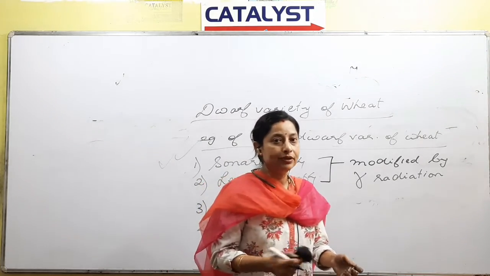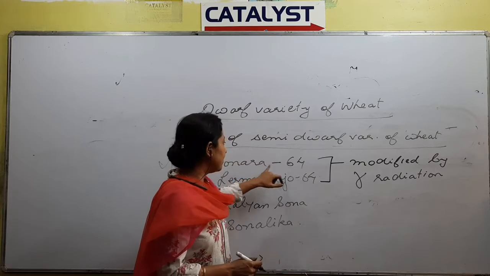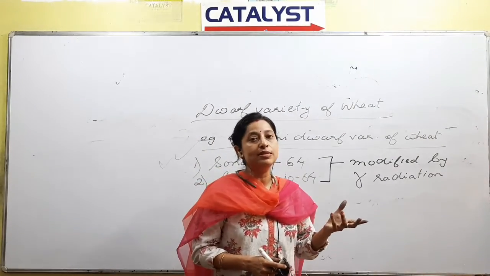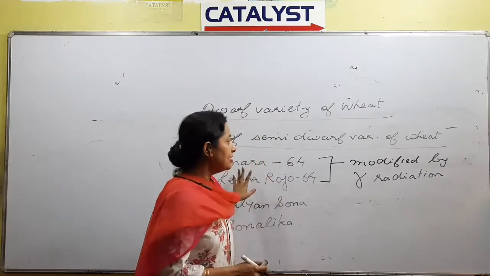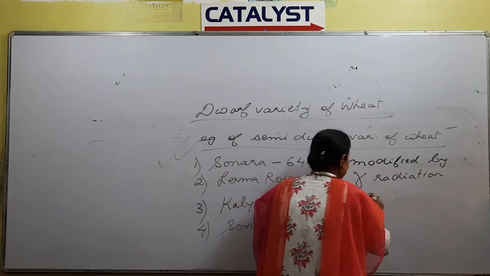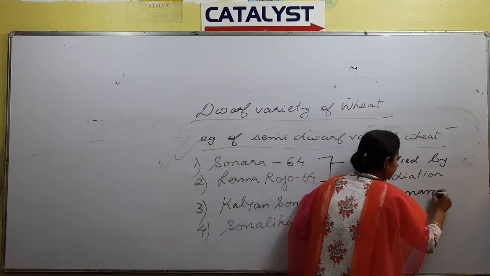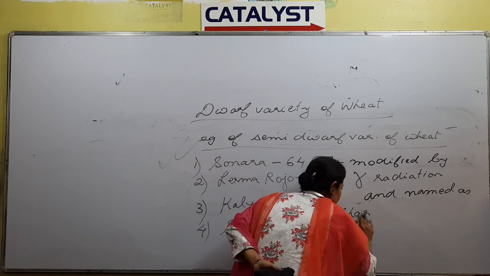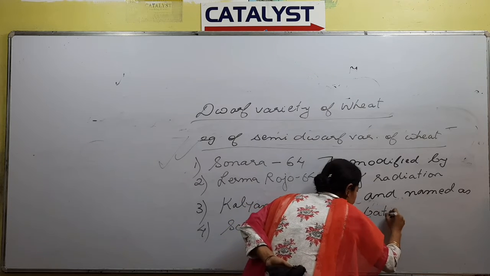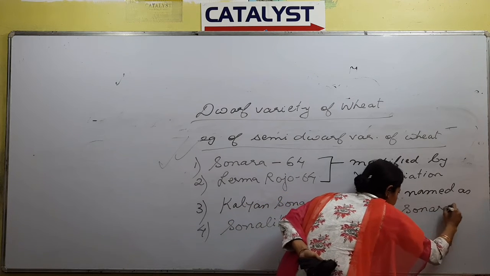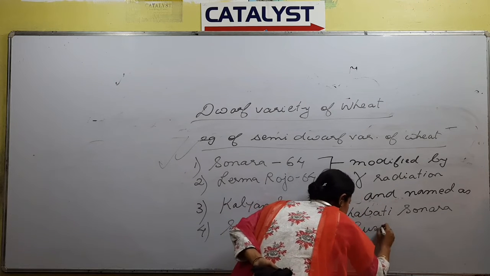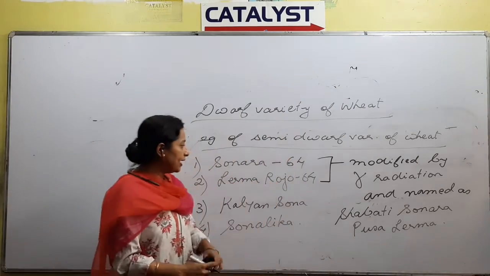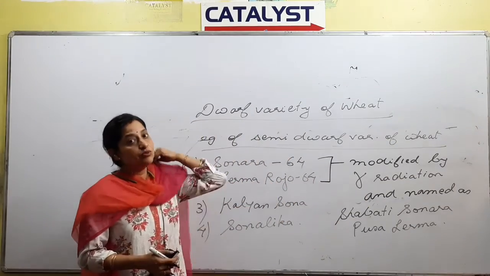Right? So the wheat variety Sonora 64, Lerma Rojo 64, did not grow in India because it was not suitable for the Indian environment, right? So they were modified and later they were named Sharbati Sonora and Pusa Lerma. Right? So this is something about the semi-dwarf varieties of wheat that you need to remember.